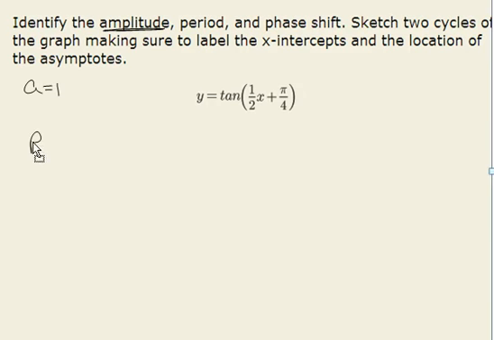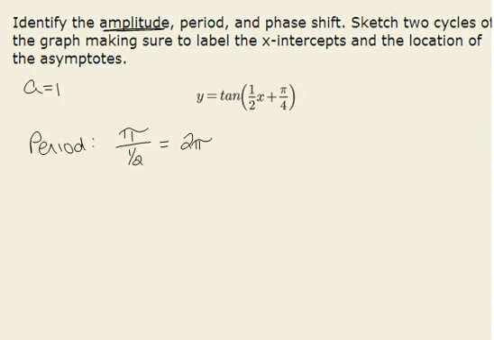We know that the period of tangent is pi units. The period, therefore, is given in this function by taking pi and dividing it by b, or 1/2. This gives us our period of our new function of 2 pi. Therefore, it makes one full cycle every 2 pi units.